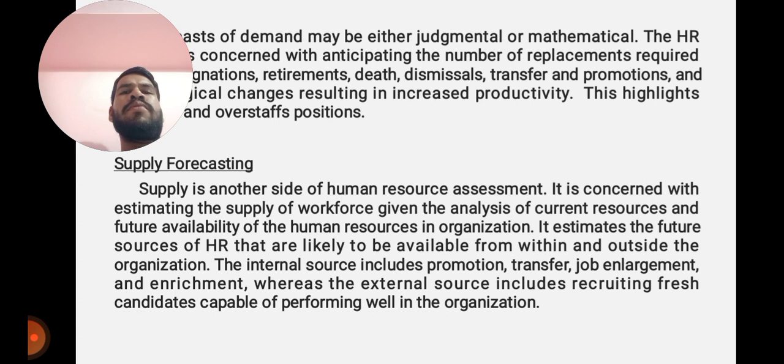Supply forecasting. Supply is another side of human resources assessment. It is concerned with estimating the supply of workforce given the analysis of current resources and the future availability of human resources in the organization. It estimates the future sources of HR that are likely to be available from within and outside the organization. The internal sources include promotion, transfer, job enlargement, and enrichment, whereas the external sources include recruiting fresh candidates capable of performing well in the organization.